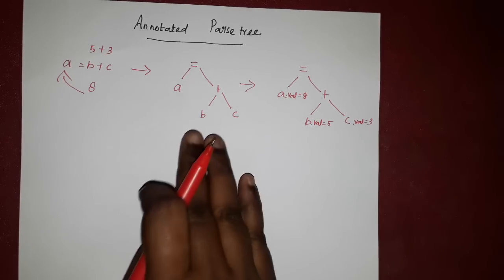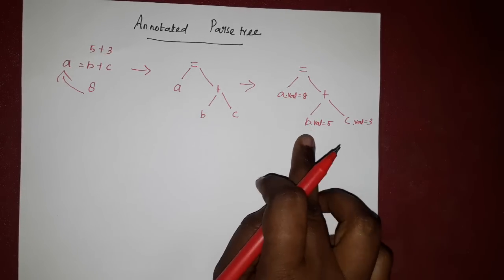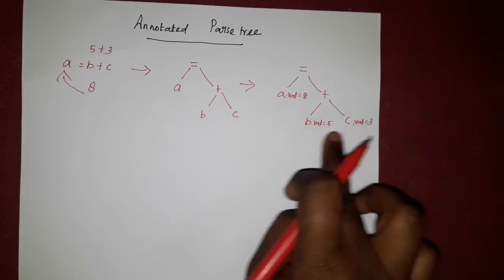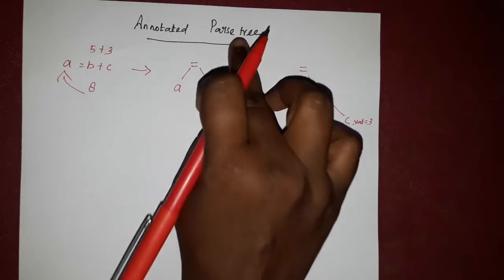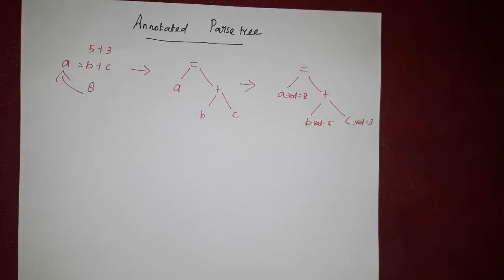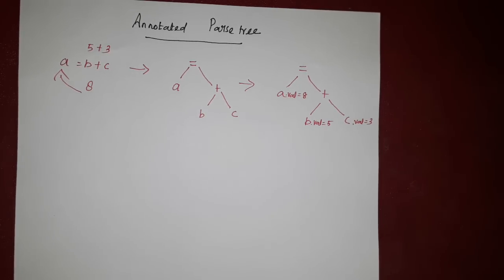So this is the difference. This is the parse tree. This is the annotated parse tree. It specifies the value of the attribute at each node of the parse tree. Then the parse tree is known as an annotated parse tree. We can see one big example.